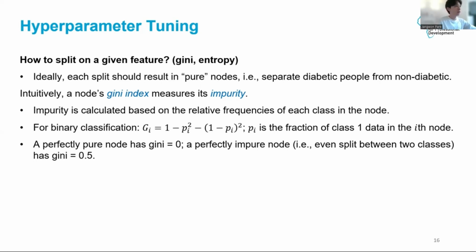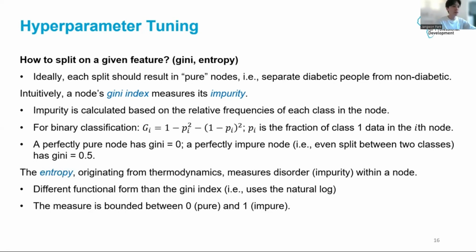Then if you look at the formula, we have 1 minus 1 squared, and then minus 0. So Gi is equal to 0. So a perfectly pure node has a Gini index of 0. An impure node is when you have an equal ratio of class 1 and class 0 data points in the node, because this means we haven't separated the two classes at all. Then, according to the formula, we have 1 minus 0.5 squared minus another 0.5 squared, which results in Gi equal to 0.5. So a perfectly impure node has a Gini index of 0.5.